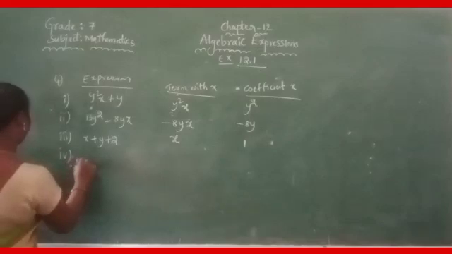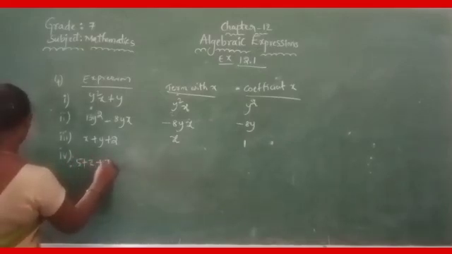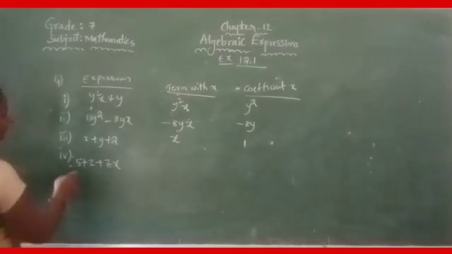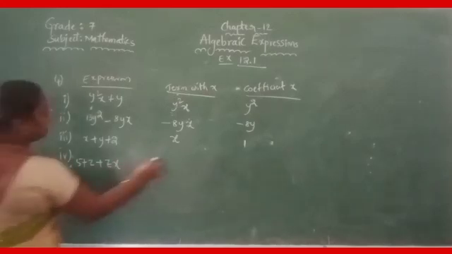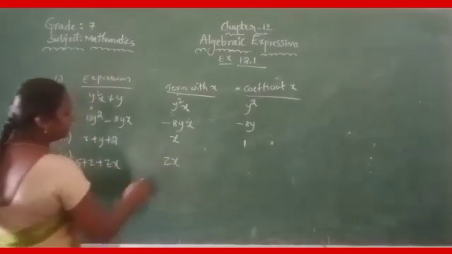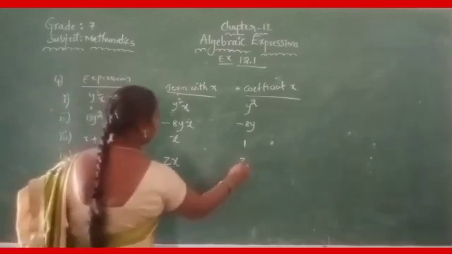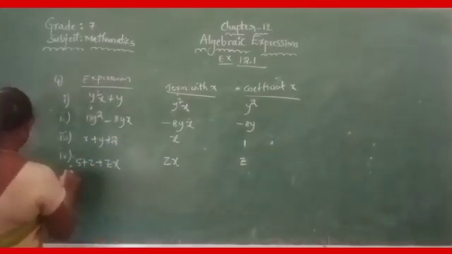And the fourth one, 5 plus z plus zx. Which term has x? Zx. Okay, what is the coefficient of x? Z. Very good. Sixth one.